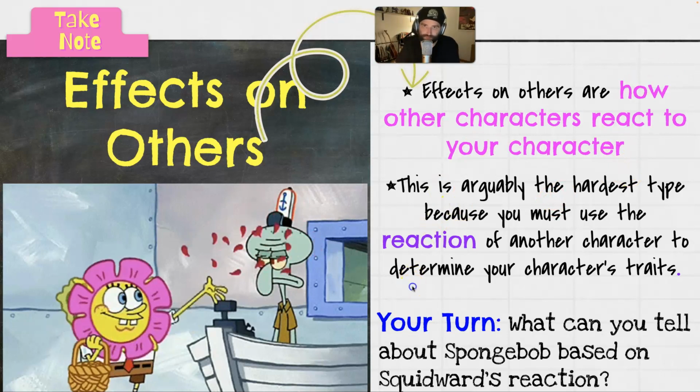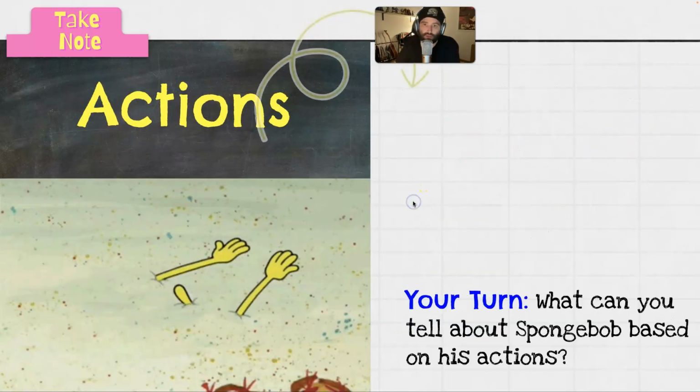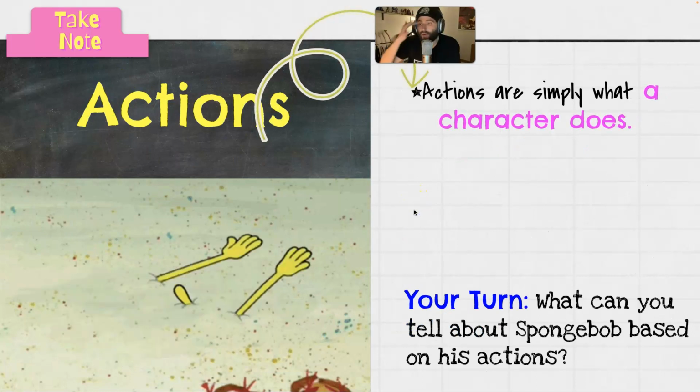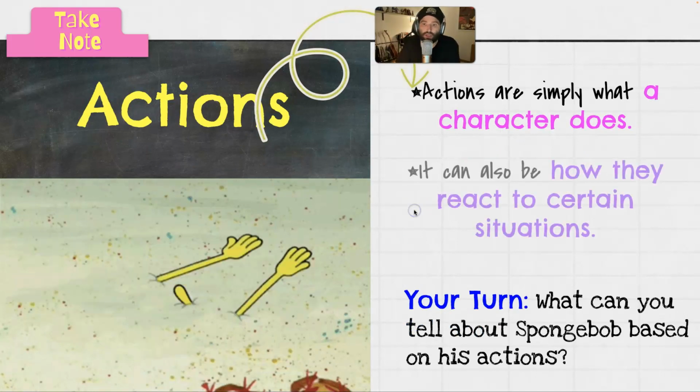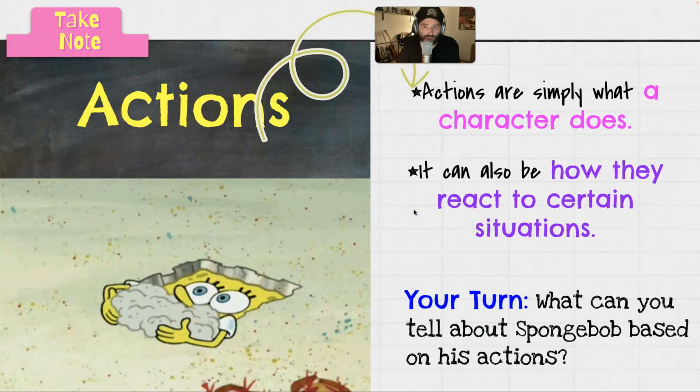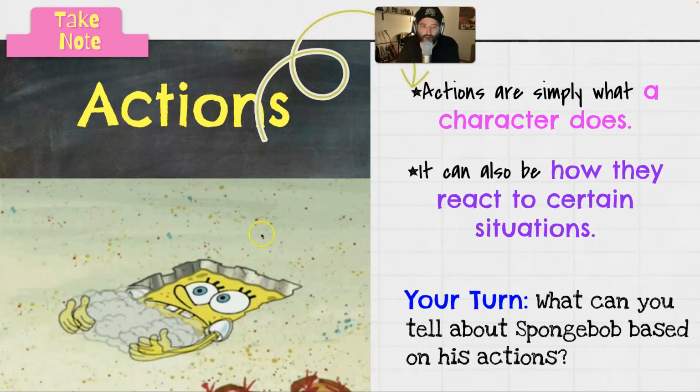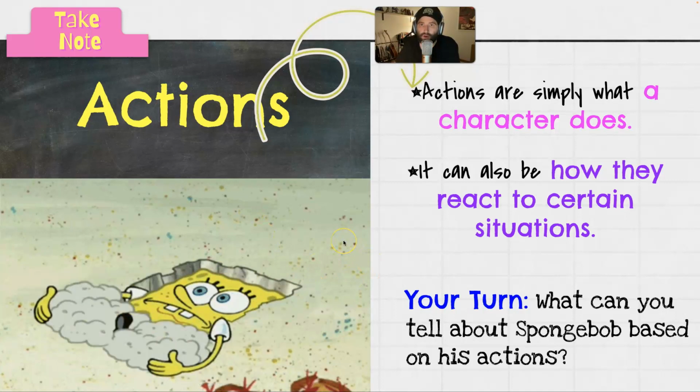All right. Actions are simply what a character does. Okay. So it can also be how they react to certain situations. And then looking here, what do you think is a character trait about SpongeBob based on his actions here?